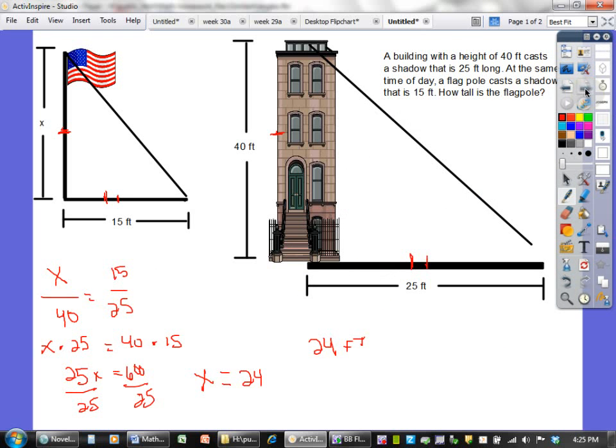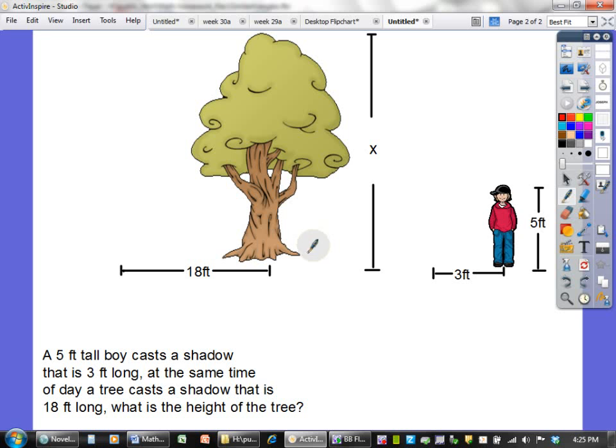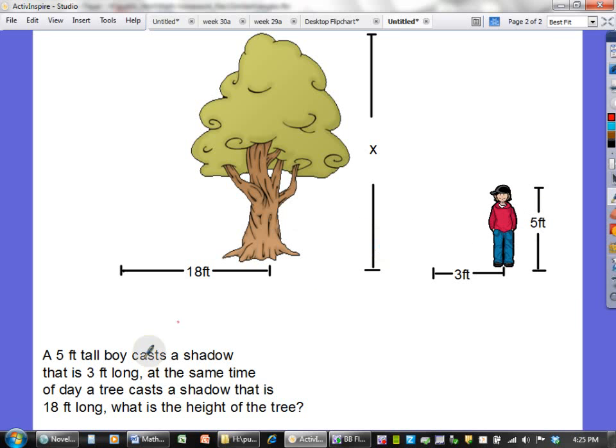Now let's look at another situation where we have a 5-foot tall boy that casts a shadow that's 3 feet long. At the same time of day, a tree casts a shadow that is 18 feet long. What's the height of the tree? Once again, we could set up a proportion by using similar side lengths. The height of the boy would compare to the height of the tree, and then his shadow would compare to the tree shadow.